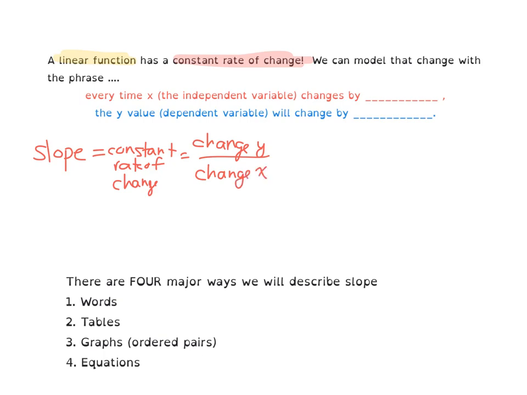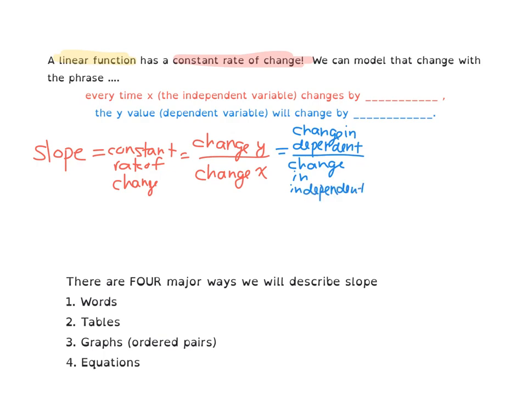Now there's a few other ways that we could write this same thing. We know that y is really just a placeholder for the dependent variable. It doesn't always have to be y. So we'll call that the change in the dependent. And then we know x is just the independent variable in most cases, but it doesn't always have to be. So it's the change in the independent.